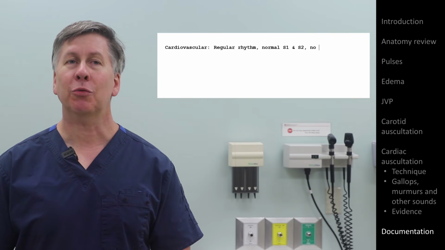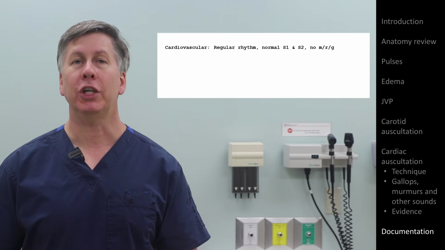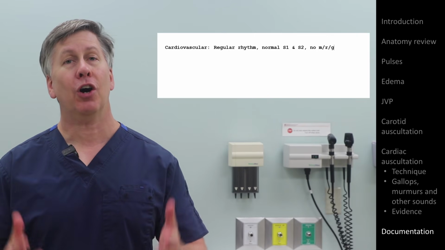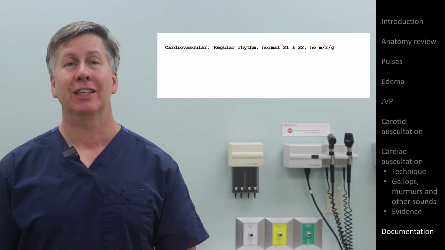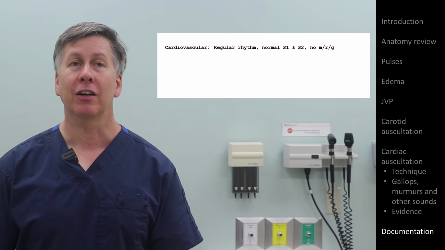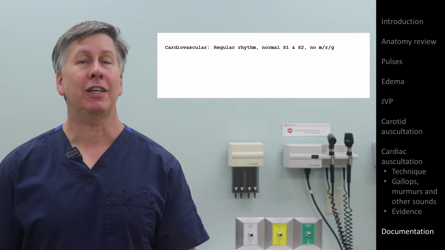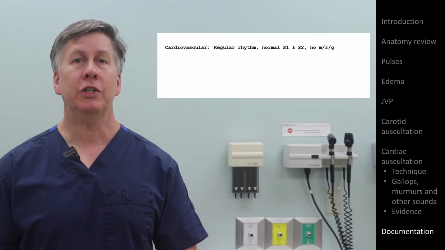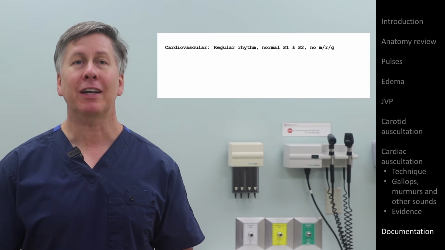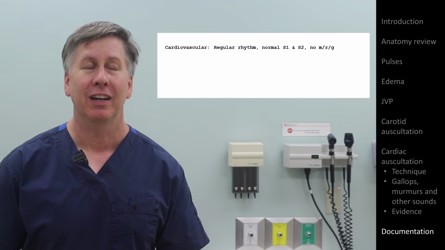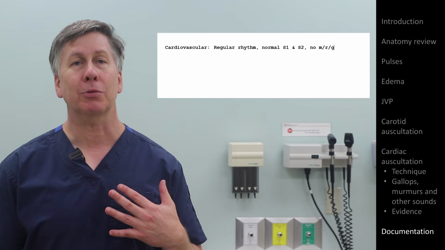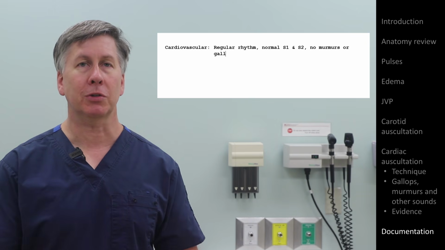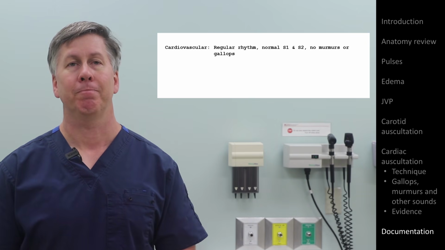Next, clinicians will frequently write no M, R, or G for no murmurs, rubs, or gallops. This phrasing also has seemed strange to me, since pericardial rubs are rare, and we don't make a habit of routinely mentioning the absence of any of the other hundreds of equally rare findings we might conceivably encounter on the exam. I think no murmurs or gallops is fine, but no murmurs, rubs, or gallops is much more common.